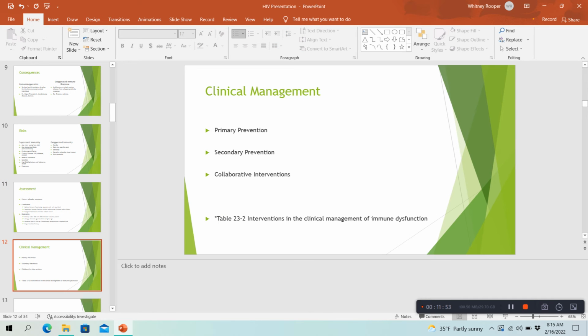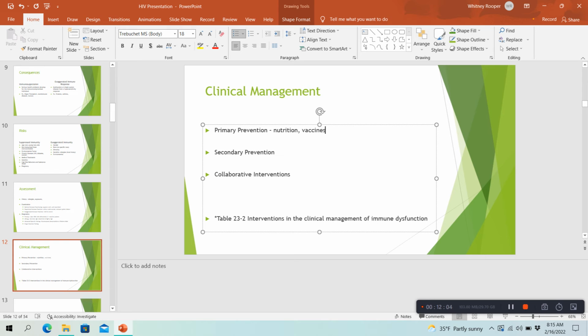So, primary prevention and secondary prevention. What can we do to help our immune system? What are some primary prevention things? Nutrition. What else? Vaccines. Vaccines are a huge one. What about high-risk behaviors, like education on those things? What about secondary prevention? What falls under secondary prevention? Screening: HIV screening, pregnancy. We do a lot of testing during pregnancy just to keep mom and baby healthy.